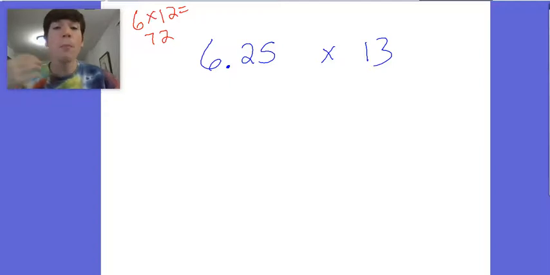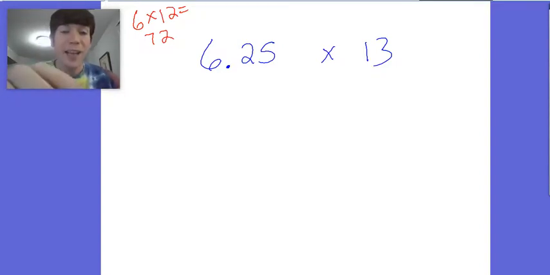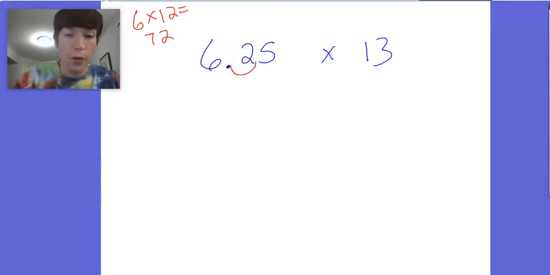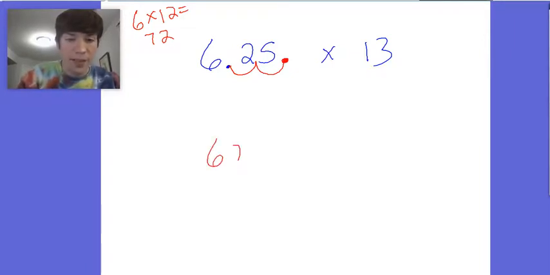Now, when we go to multiply something like this, all I'm going to do is take the decimals in my number and make them whole numbers by multiplying by factors of 10. So 10, 100, 1,000. In this case, I noticed that if I move the decimal over 2 times, I will get a whole number for this first number, which would be 625.